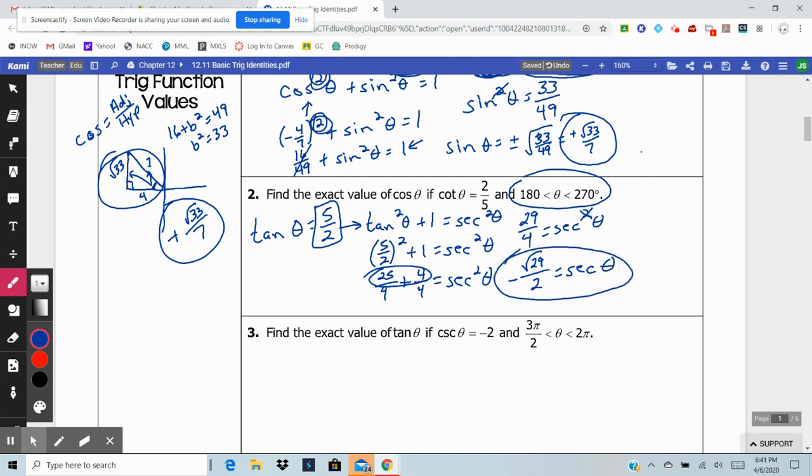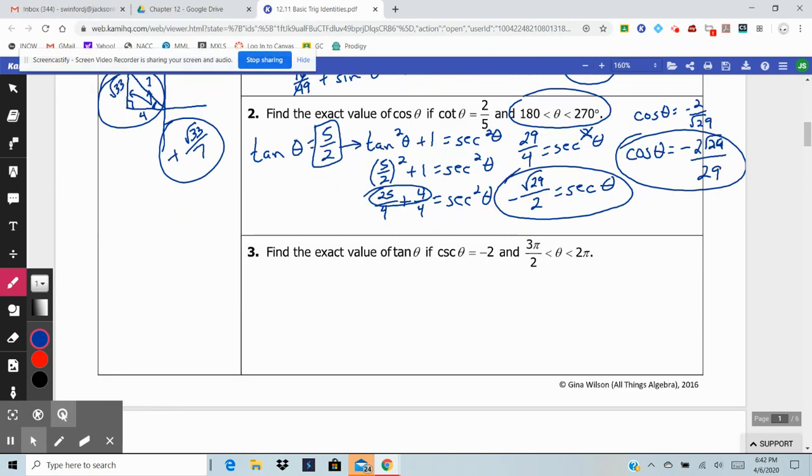So there's your secant, but I'm looking for cosine. So if you have secant and you're looking for cosine, all you have to do is flip it. So the cosine of the angle would be negative 2 over root 29. Then you do have to rationalize that. So the cosine of the angle would be negative, multiply top and bottom by root 29, would be 2 root 29 over 29. And that is your final answer.